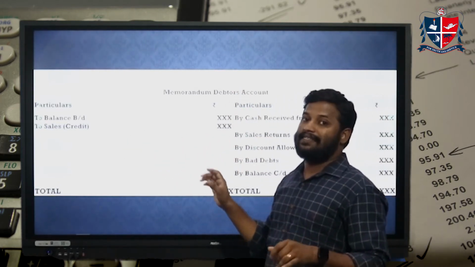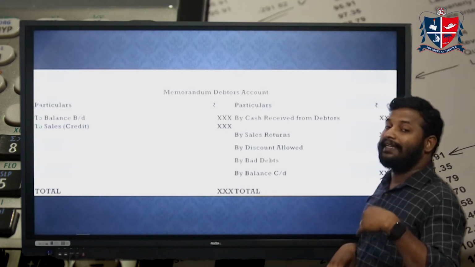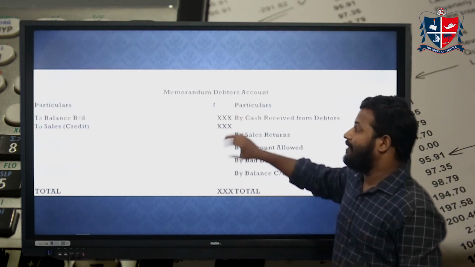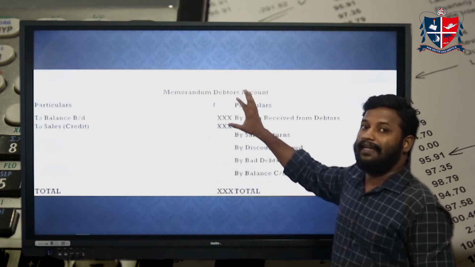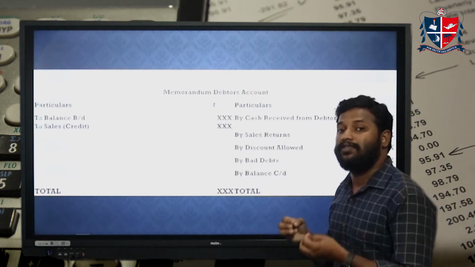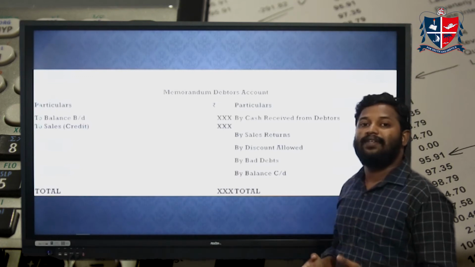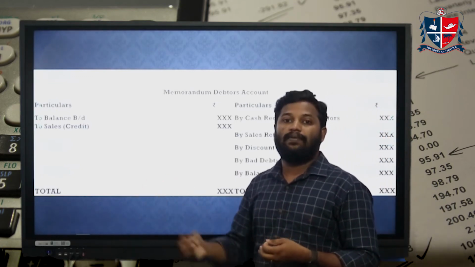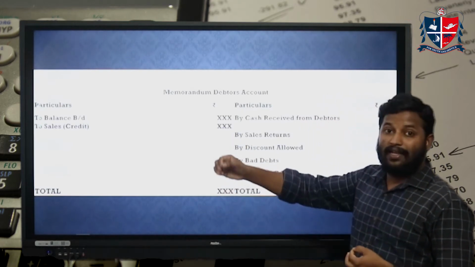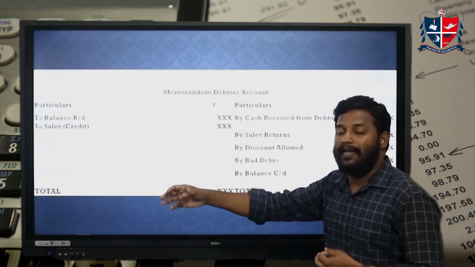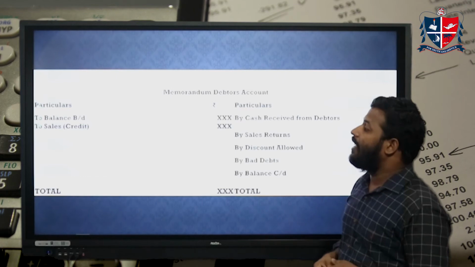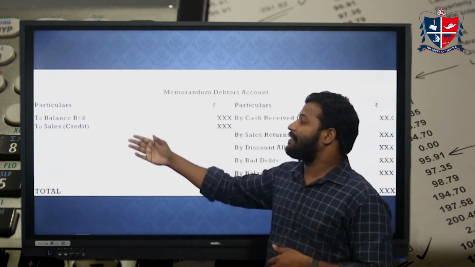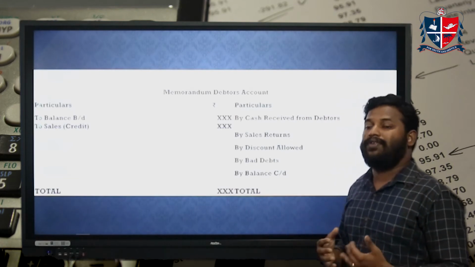We are not writing the cash sales. Why? If we are getting the cash at the time of sale, then there won't be any debtors. The debtor account, a personal account, arises only because we are not receiving the money when the sale takes place. If the sale takes place and we receive that money, then we will be calling it cash sales. Here we are writing it as credit sales because we are not receiving the money.